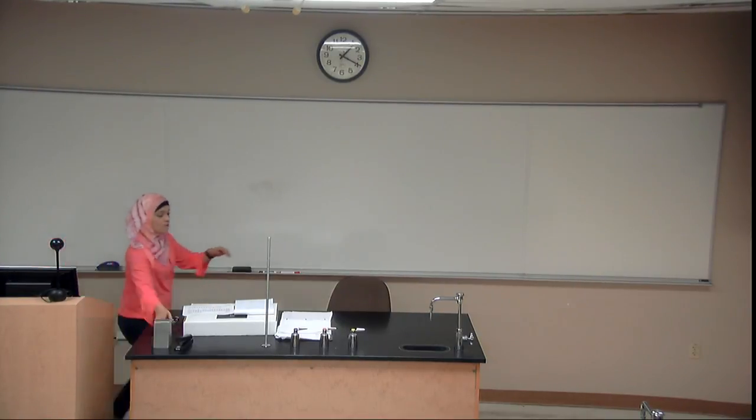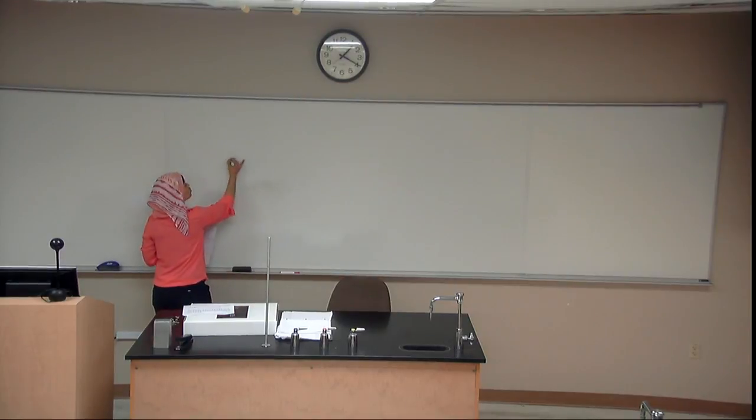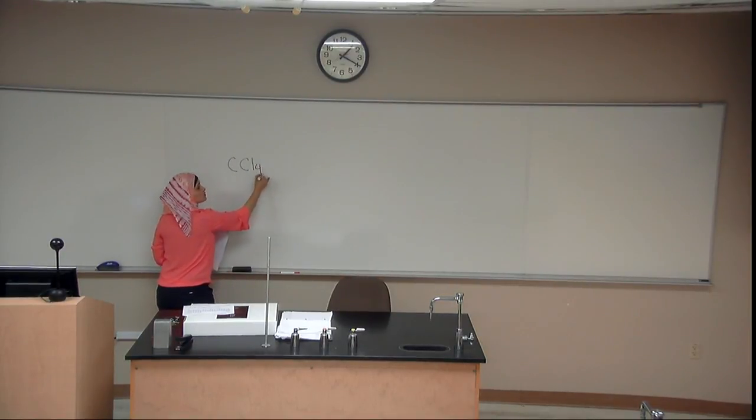In this video, we will be addressing how to do Lewis dot structures for simple compounds that abide by the octet rule. So let's talk about a few examples. Let's begin with CCl4. How would you do the Lewis dot structure for CCl4?